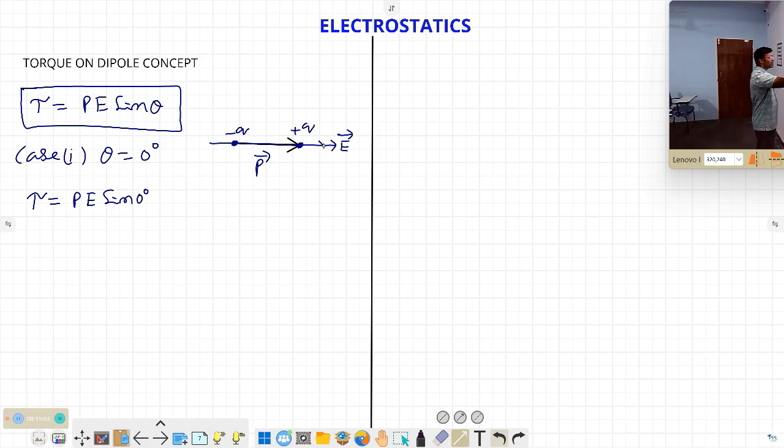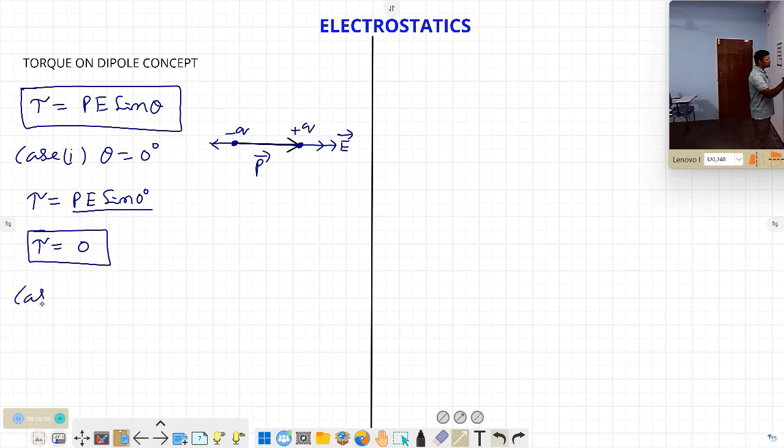One force is acting in the forward direction, one force is acting in the backward direction. There is a pulling and pushing like that, but there is no perpendicular distance between the two forces because they are acting in the same line of the dipole moment. That's why no rotational force is going to be generated here. So I can say simply torque is equal to 0, because mathematically also sine 0 is equal to 0, and anything times 0 is 0.